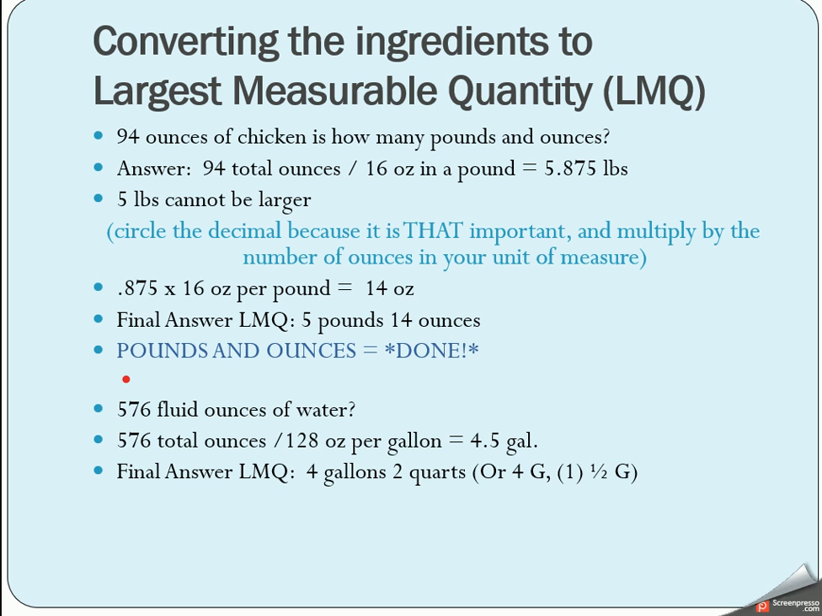For the next one, I have 576 fluid ounces of water. Now, my largest vessel that water can get put into is a gallon. And I can see here by 576 fluid ounces that I at least have 1 gallon. So I'm going to take the 576 and divide it by the 128 ounces per gallon, and that will give me 4.5 gallons. My final answer, largest measurable quantity, would be 4 gallons, 2 quarts, or 4 gallons and 1/2 gallon.